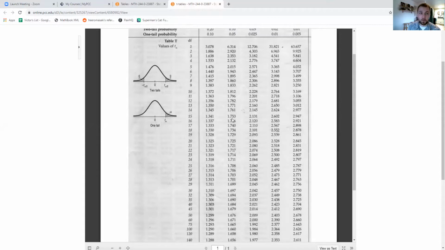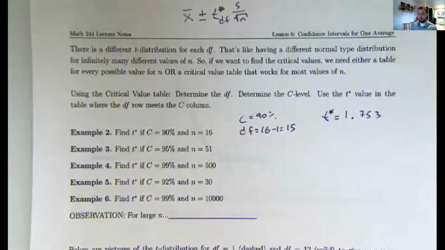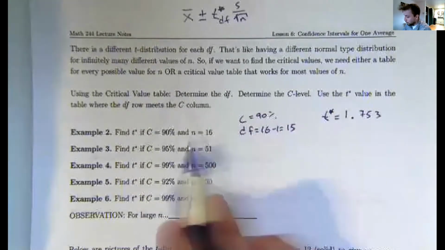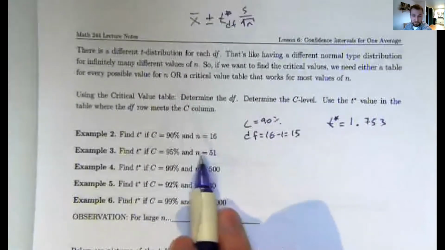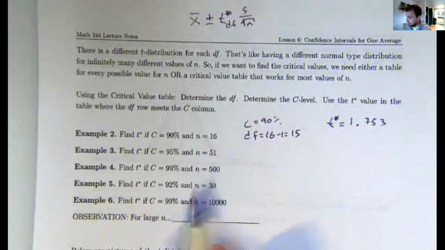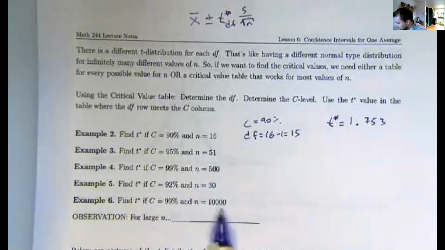I'm going to return the packet to you. I want you to find T star for all of these different problems, assuming I have an N of 51, an N of 500, an N of 30, an N of, say, 10,000.